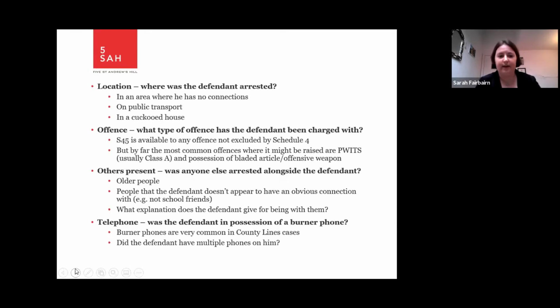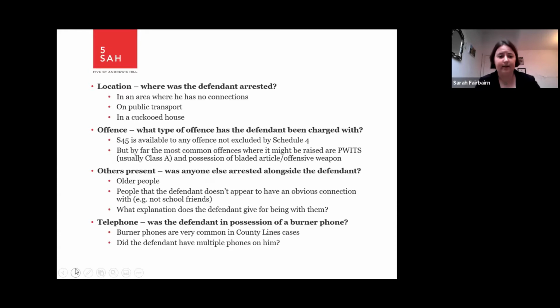Moving on to the first O, offence. What type of offence has the defendant been charged with? Now, I've already touched upon the excluded offences in Schedule 4. But by far the most common offences where you may be running this defence are possession with intent to supply, usually Class A, but it can be Class B, and possession of bladed articles or offensive weapons. And that's because, as I've already said, it's usually in county lines cases. So if your client is charged with one of those offences, again, look a little bit more closely at some of the other factors and see if they apply.